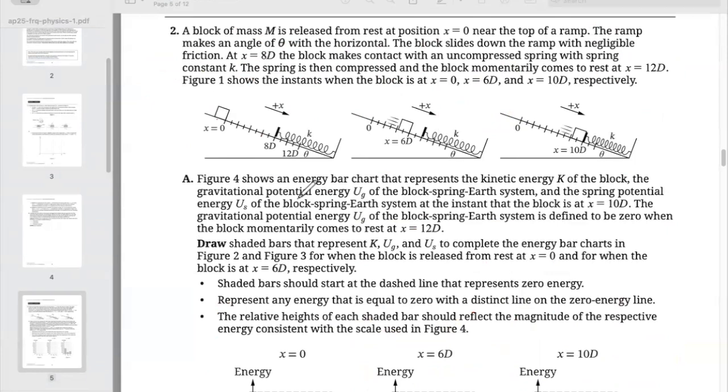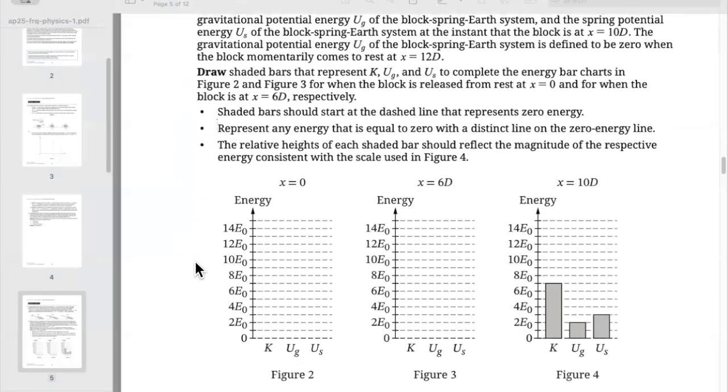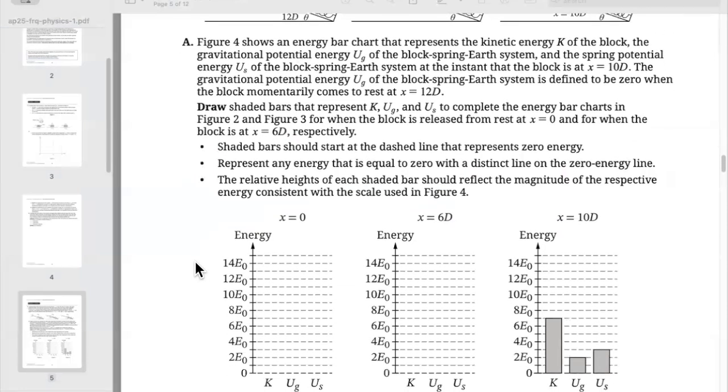At 8D, it makes contact with the spring, and then the spring is compressed at 12D. Oh my goodness, a lot going on here. Okay, so figure A shows, what does figure A show? Let's see. It shows everything at 10D.